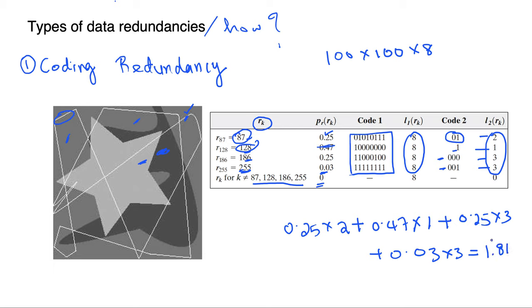If you do this calculation, you can see that only 1.81 bits will be used to store a single intensity value. Or in other words, if I have a 100 by 100 image and multiply this with 1.81, this much space will be utilized in the computer memory. So you can see that this is approximately a more than 4 times reduction in the space required to store an image with this kind of representation. That is how we can make use of coding redundancy in order to compress an image, where we shorten the number of bits used to store an intensity value so that we can make the image compression more efficient. So this is one way of doing image compression.